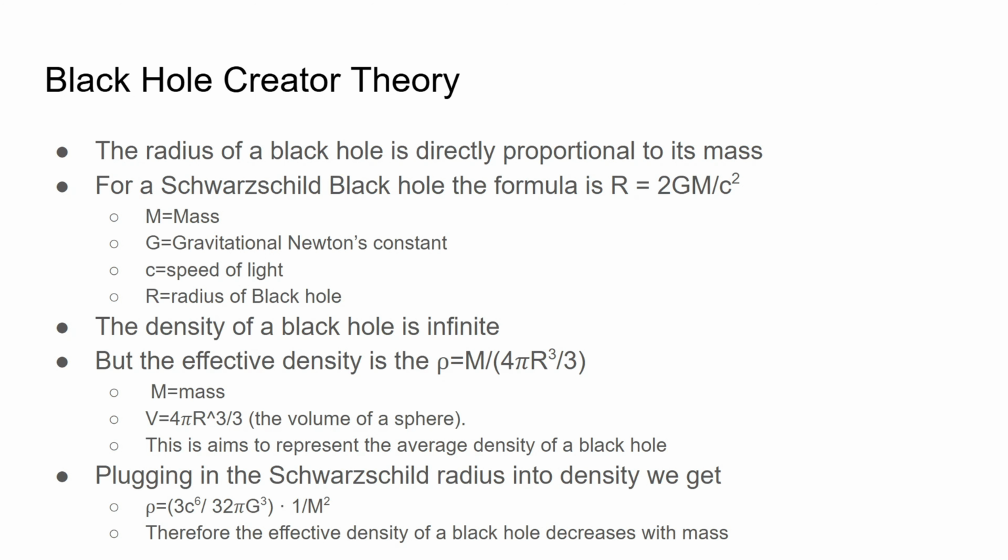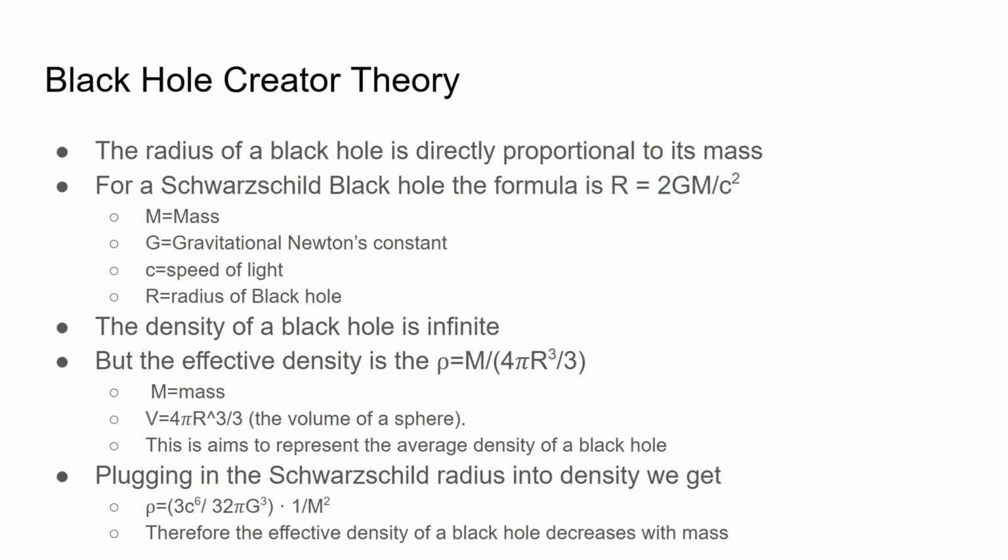And since a Schwarzschild black hole doesn't spin, it's not oblate, it's a sphere. The volume of a sphere is 4 pi r cubed over 3. So if you plug the radius into this density equation, you get this equation at the bottom. Noticeably, you have the 1 over mass squared, which is important because it shows how the effective density of a black hole decreases with mass.